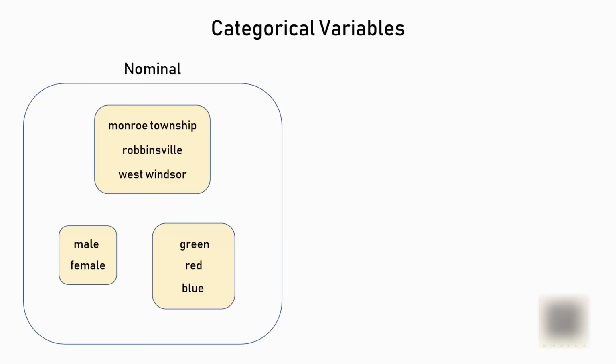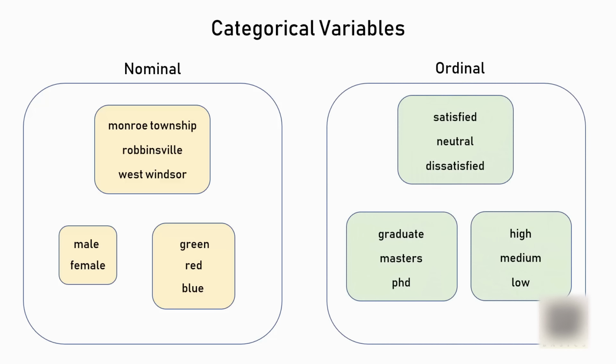The second type of categorical variable is called ordinal, where the categories have some sort of numerical ordering in between them. For example, you are talking about your college degree. If it is graduate or master's or PhD, then you can say that graduate is less than master, which is less than PhD. And there are other examples of ordinal categories such as customer satisfaction survey, for example, where you give a rating such as satisfied, neutral, or dissatisfied. And these you can order numerically.